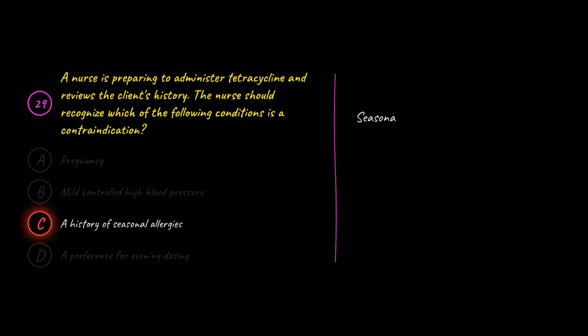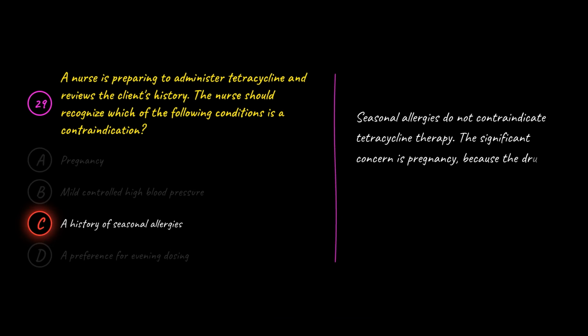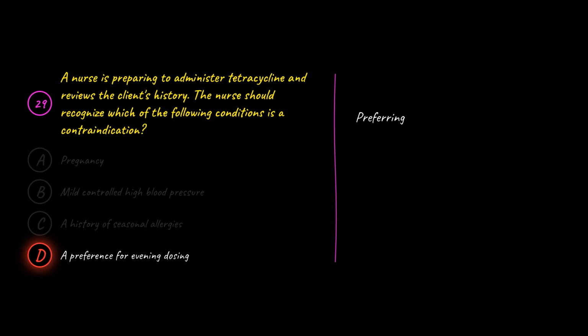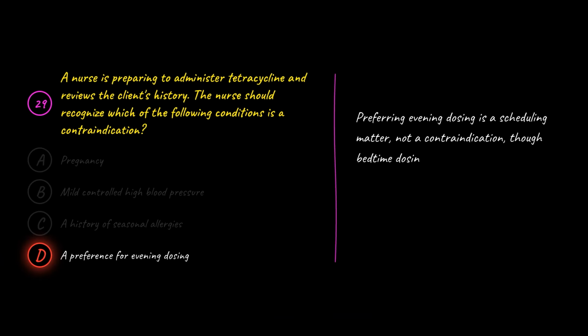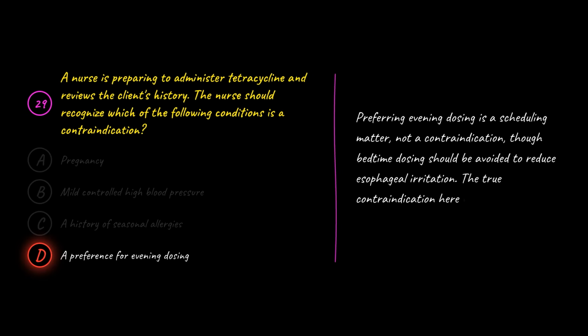C is wrong because seasonal allergies do not contraindicate tetracycline therapy. The significant concern is pregnancy because the drug crosses the placenta and discolors developing teeth, whereas ordinary environmental allergies do not affect its safety. D is wrong because preferring evening dosing is a scheduling matter, not a contraindication, though bedtime dosing should be avoided to reduce esophageal irritation. The true contraindication here is pregnancy because of harm to fetal development.